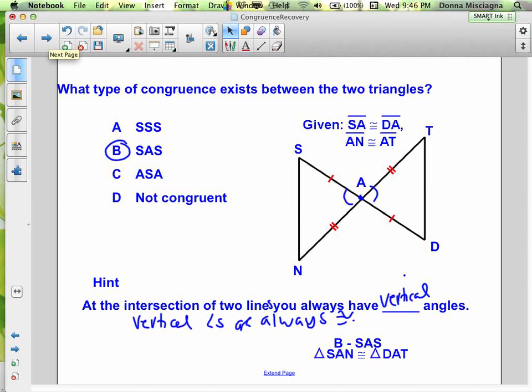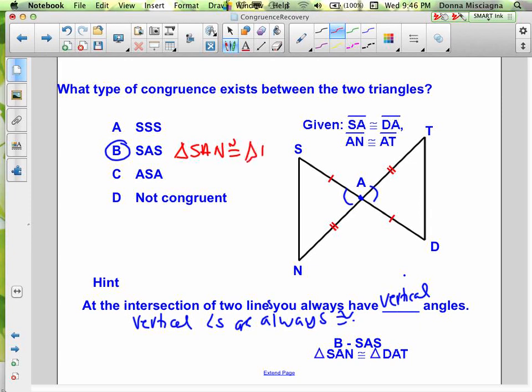All right, so we should write that. Triangle SAN is congruent, so if it's SAN, it's got to be DAT. This one is reversed. There we go. And the last one for angle, side, angle, and with appearances by some of its friends, side, side, side, and side, angle, side, is this one right here.